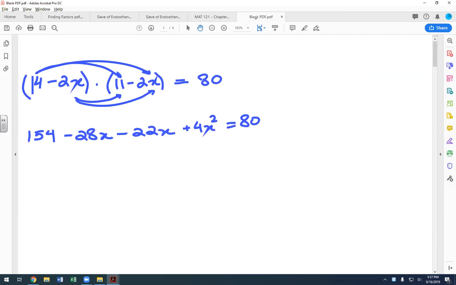Clean up your left-hand side, combine like terms, and then what else should we do? 4x squared minus 50x plus 154 equals 80. What was our middle term? Negative 50x. Yeah, negative 50x. You're combining negative 28 with negative 22, negative 50x plus 4x squared. And you're just putting it in order, and I'll do that here in a minute. But what else should I do at this stage?